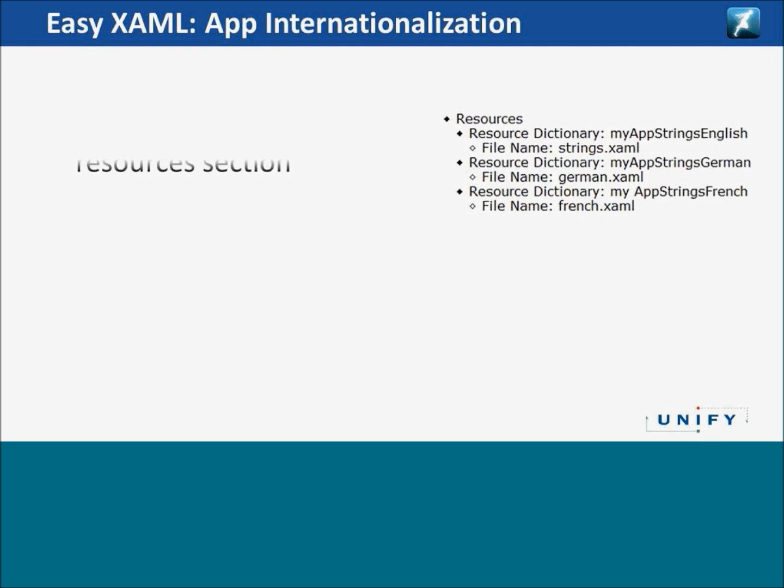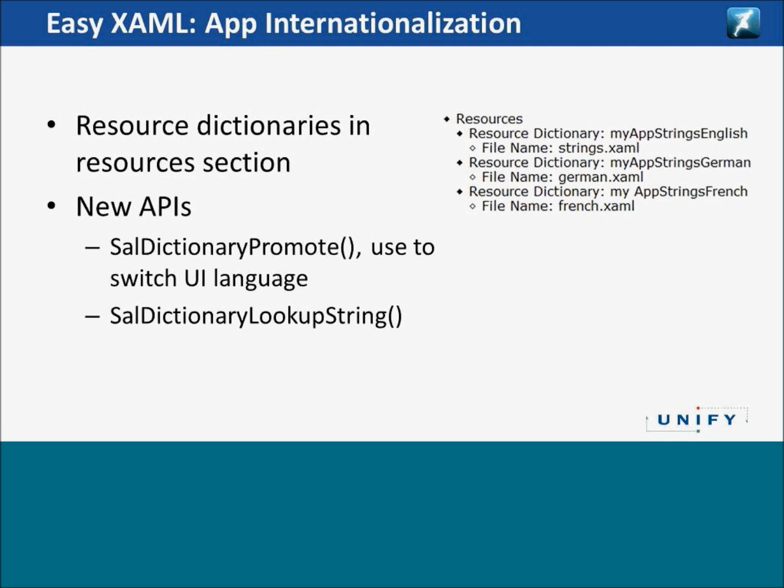So, easy XAML application internationalization. In the resources section of the outline, you now have the resource dictionaries. You see that on the right side, and you can define several external files that contain the languages of your application. And with the new API, SalDictionaryPromote, you can actually switch the UI language. I think the behavior is that automatically TD would use the last resource dictionary in there, and if you say promote, then it would use the one you promote to. And you can also use SalDictionaryLookupString, which lets you search for a string resource in the resource dictionary.